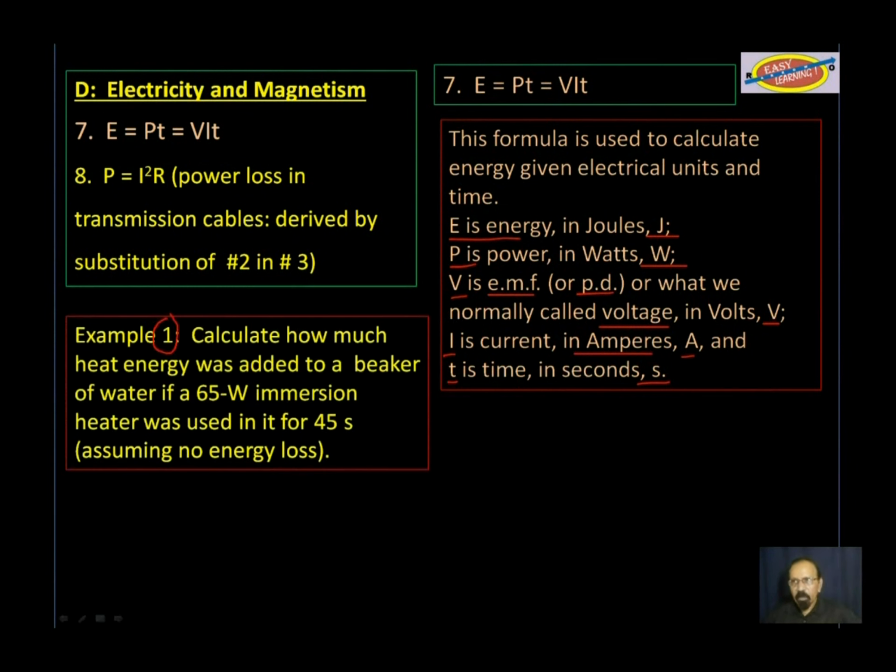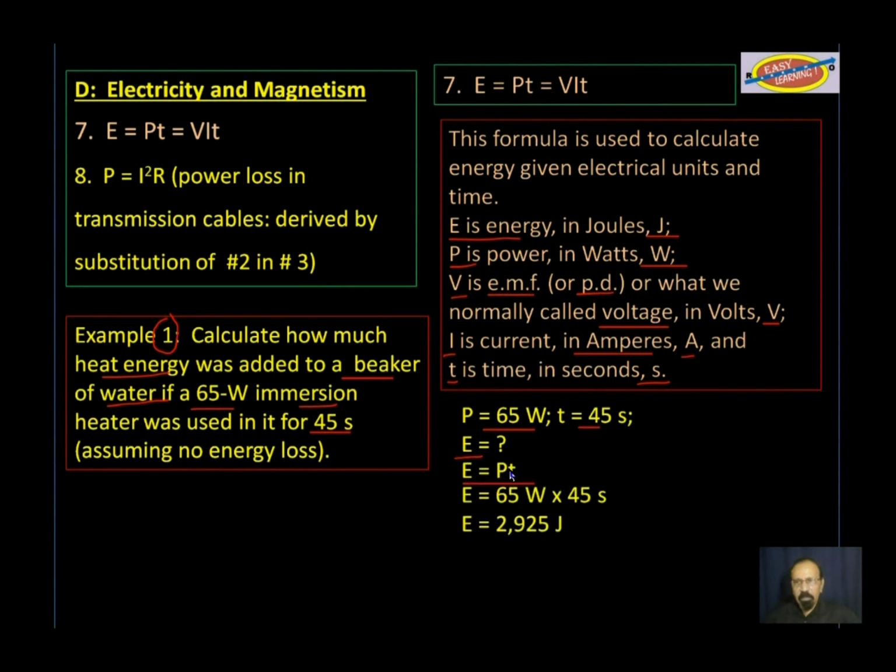Example 1. Calculate how much heat energy was added to a beaker of water if a 65-watt immersion heater was used for 45 seconds, assuming no energy loss. All right, so we know the power, we know the time. We want to find the energy. E is equal to PT. Substitute the numbers we are given.